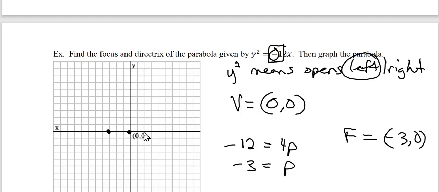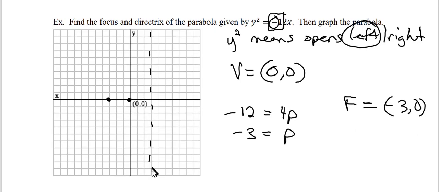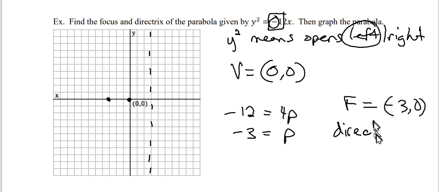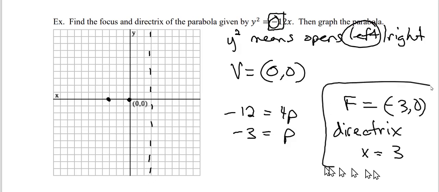The directrix will be 3 spaces to the right, but it's a line. I'm going to draw it as a dashed line. So that is my picture of my directrix and my focus. I found the focus. The directrix is a vertical line. In this case, vertical lines are always x equals a number. Specifically, no matter what y is, x is always equal to 3. So there are those, find the focus and the directrix.